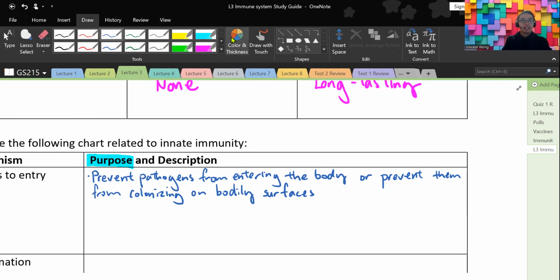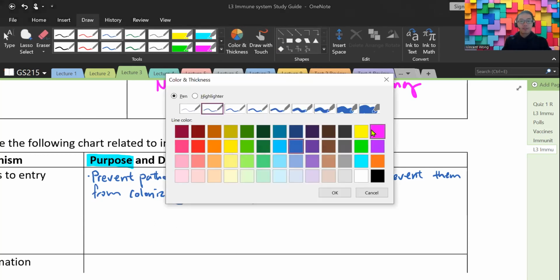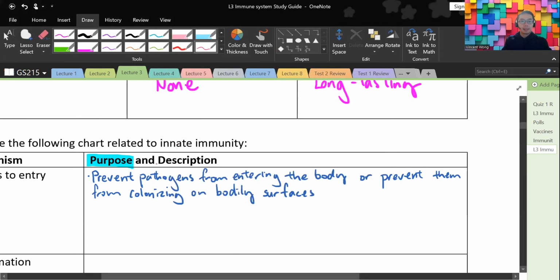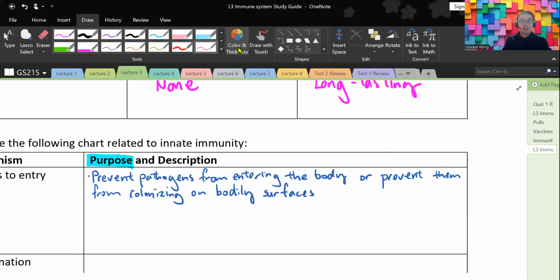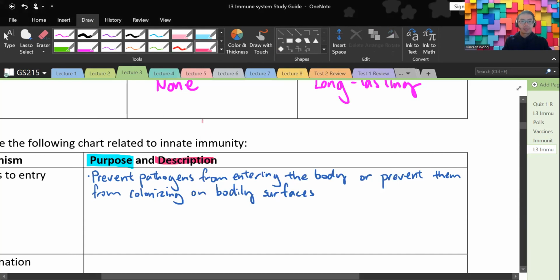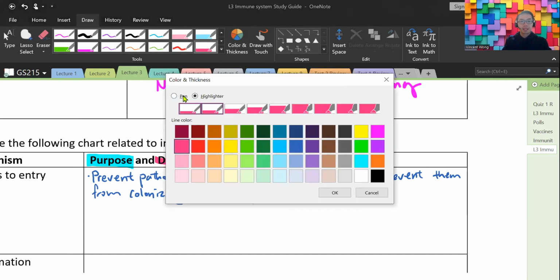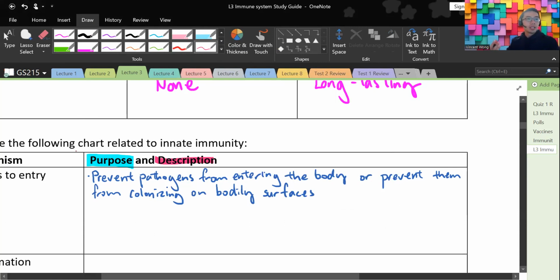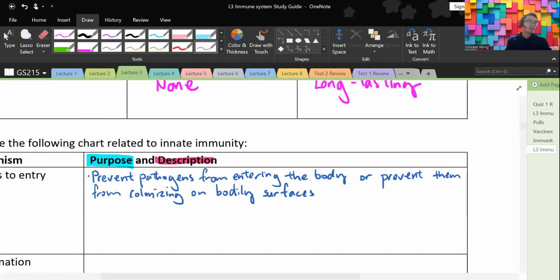Okay. So there are different types of physical barriers. Does anybody have an example for me? What are the two types of physical barrier?